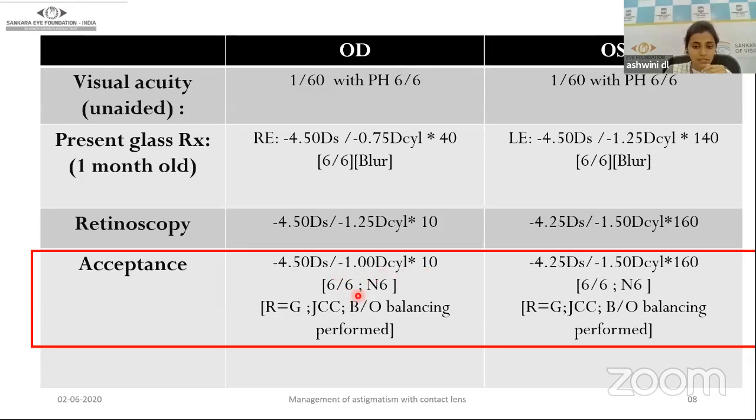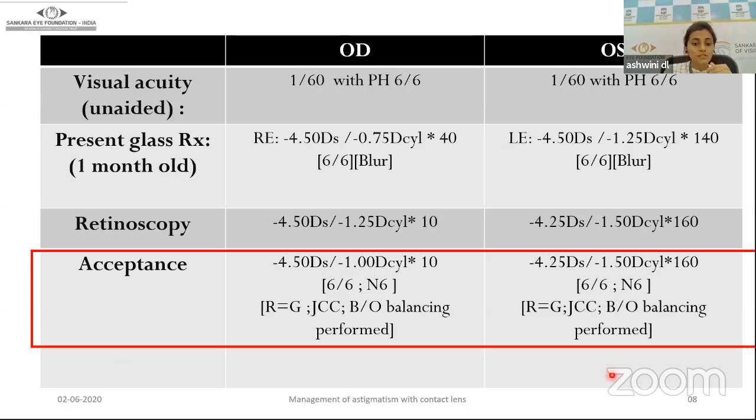The patient was reading 6/6 clearly, and near vision was also N6. We performed the subjective refraction. We also performed the duochrome test, and there was a response towards green, and we also performed the JCC to confirm the axis and the cylindrical power, because there was a difference between the old prescription and the retinoscopy value. Binocular balancing was also performed. The same procedure was followed in the left eye. With the axis of 160, she was able to read 6/6, and the near vision was also N6.